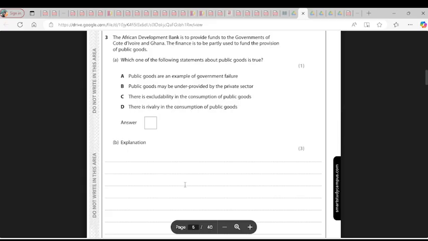Also, the private sector may not be able to charge a higher price on them. As a result, they may underprovide them. Is it clear? Examples of public goods are roads, bridges, and street lights. Clear? So we go to question 4.